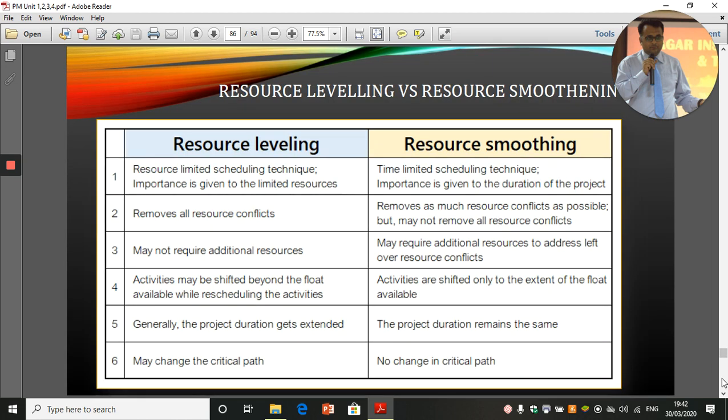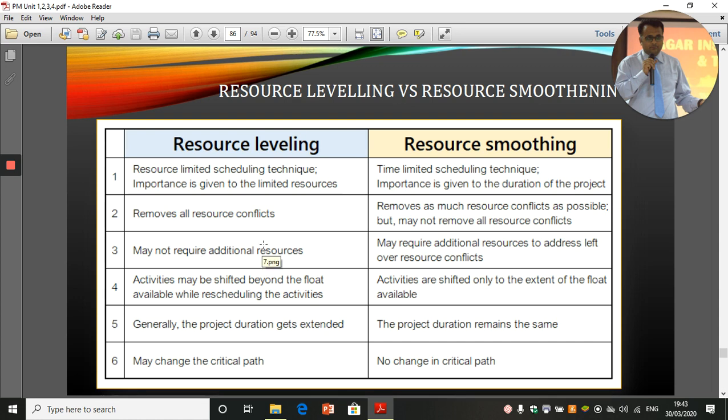Resource leveling versus resource smoothing. Leveling is a resource-limited scheduling technique. Importance is given to the limited resources. So in leveling, resources are limited. Smoothing is a time-limited scheduling technique. So here time is limited. Resource leveling removes as much resource conflict as possible, but may not remove all resource conflict because this is resource limited and this is time limited. Smoothing may not require additional resources.